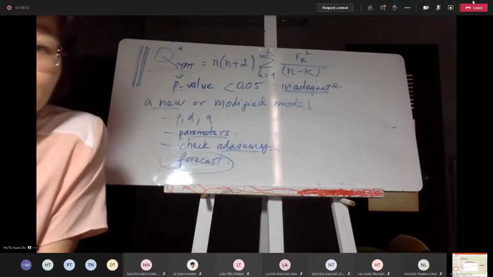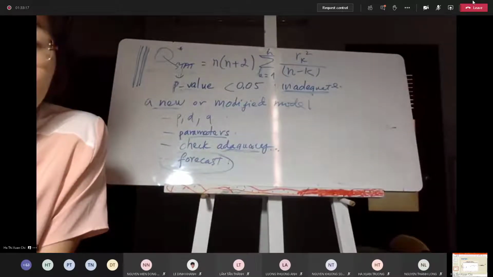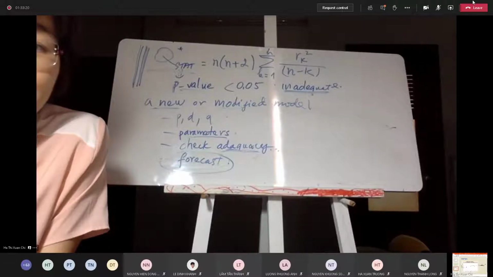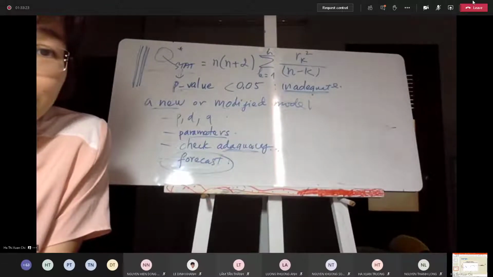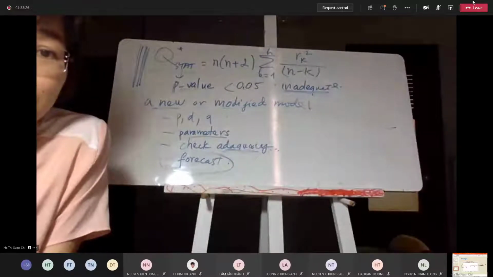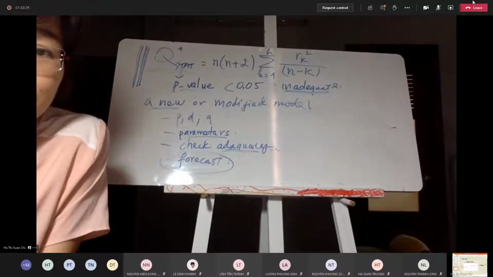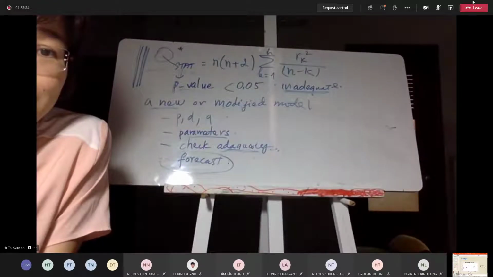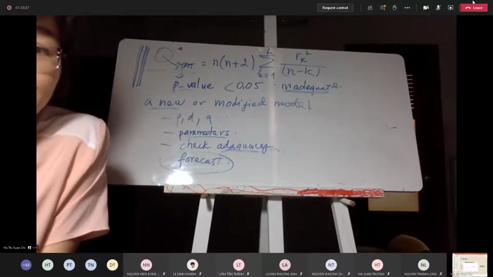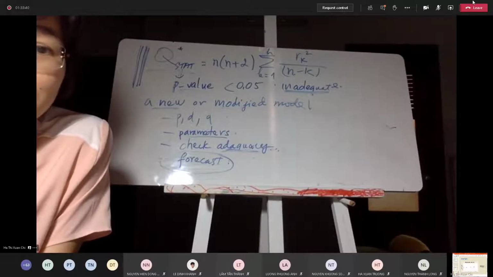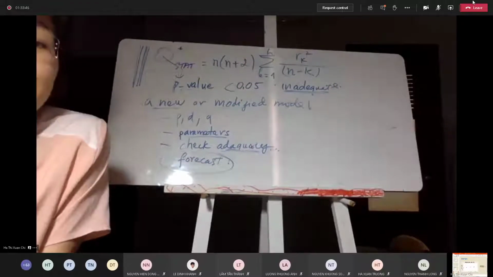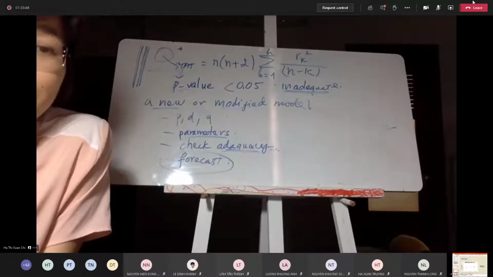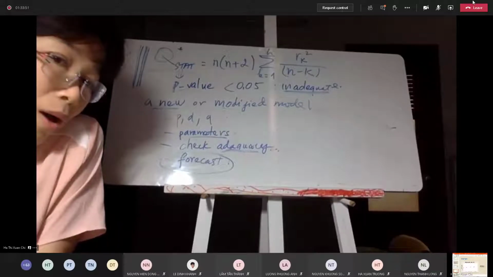For the autocorrelation function here, you can see it dies down to 0 after lag 2, just 1 and 2. If we look at the partial autocorrelation, it also cuts off to 0 after lag 2, that is 1 and 2. So what does the figure suggest to you?